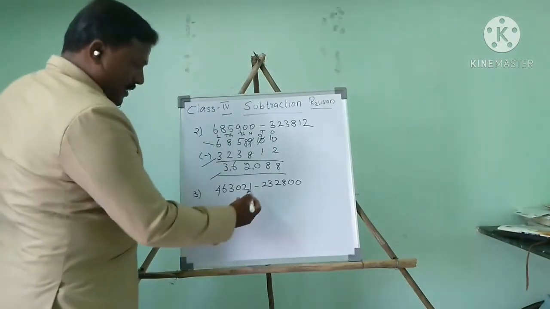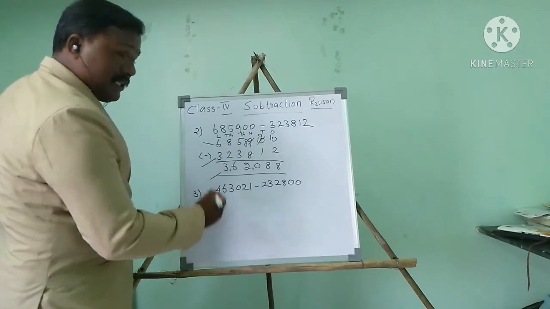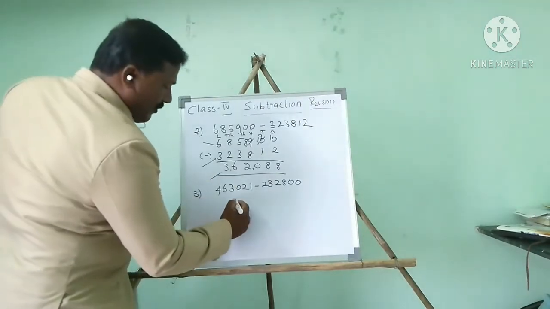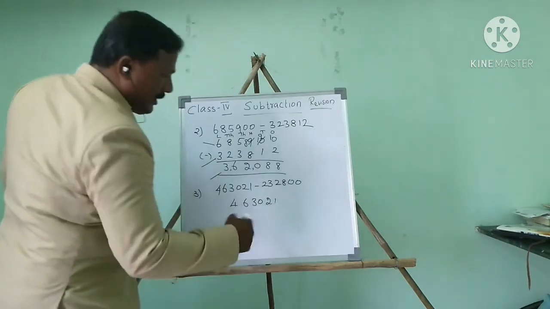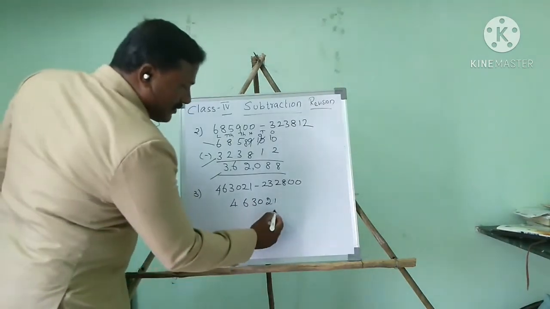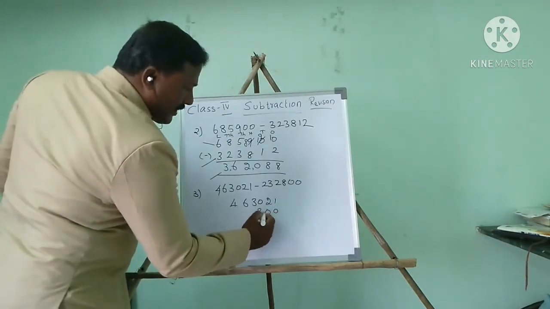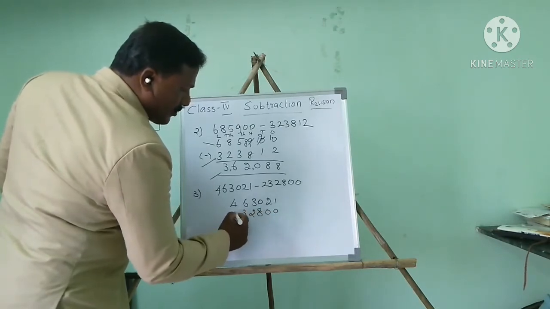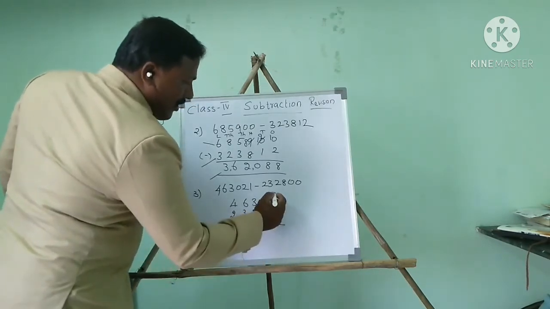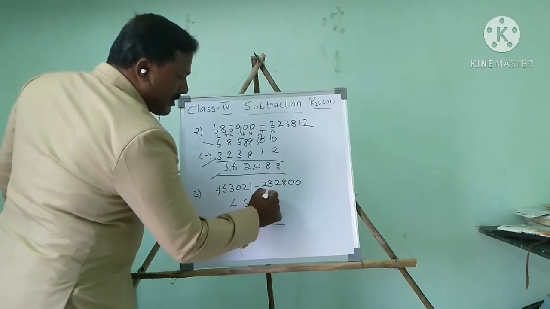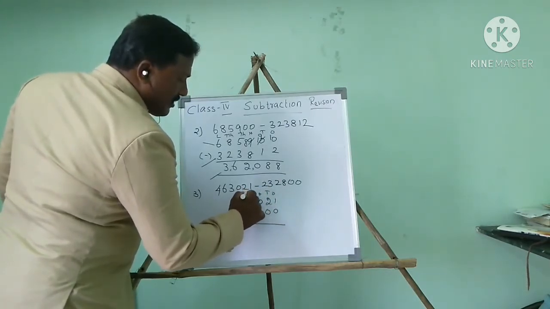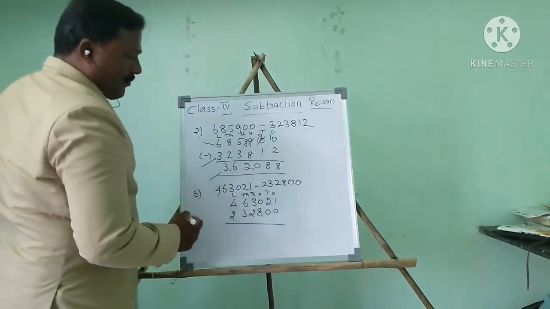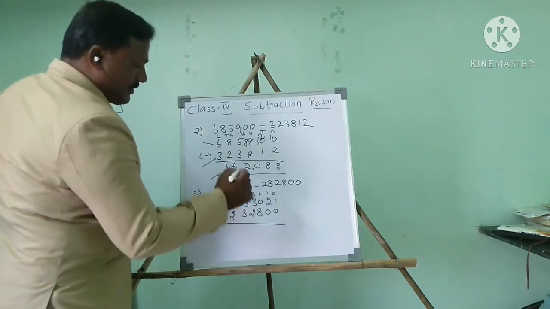It's a larger number, so we call it a minuend. So I will write it first, the minuend. Second, I will write the subtrahend 0, 0, 8, 2, 3, 2. So I will write on the place value table: ones, tens, 100, 1000, 10,000, lakh. Now I am going to subtract.